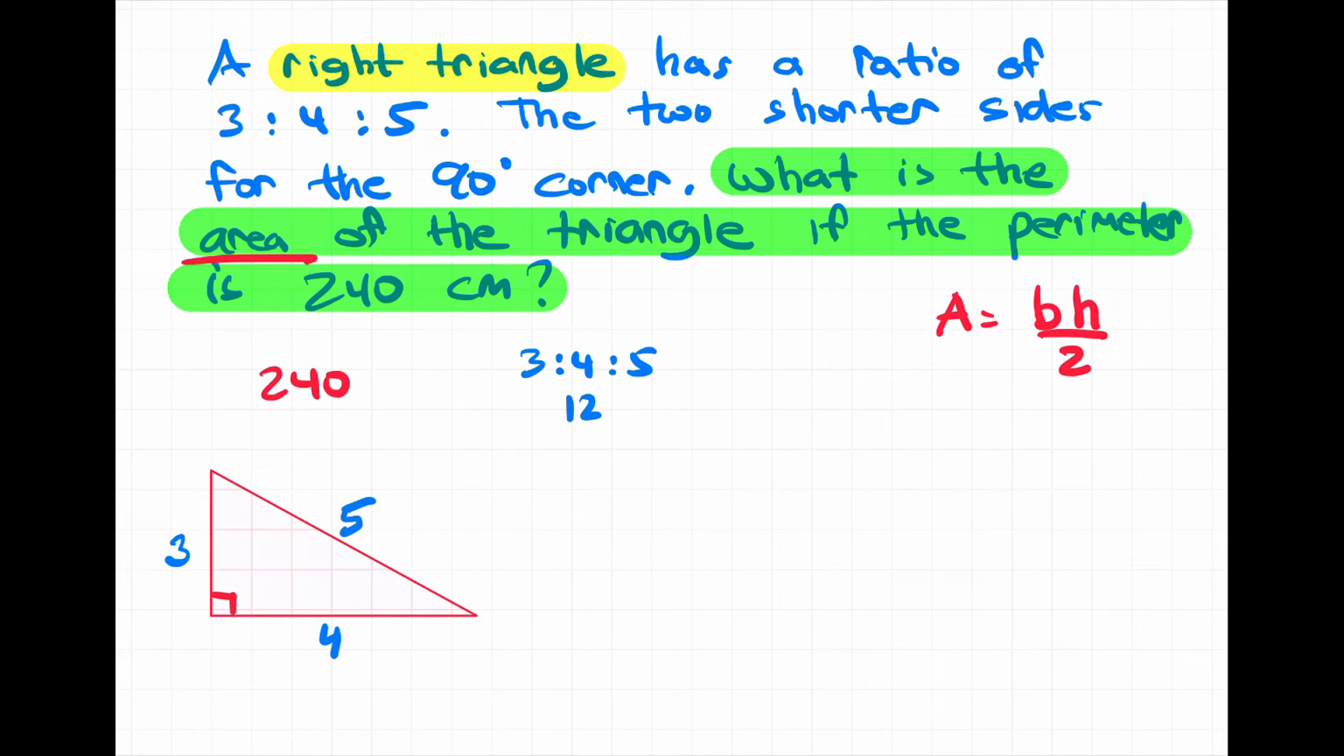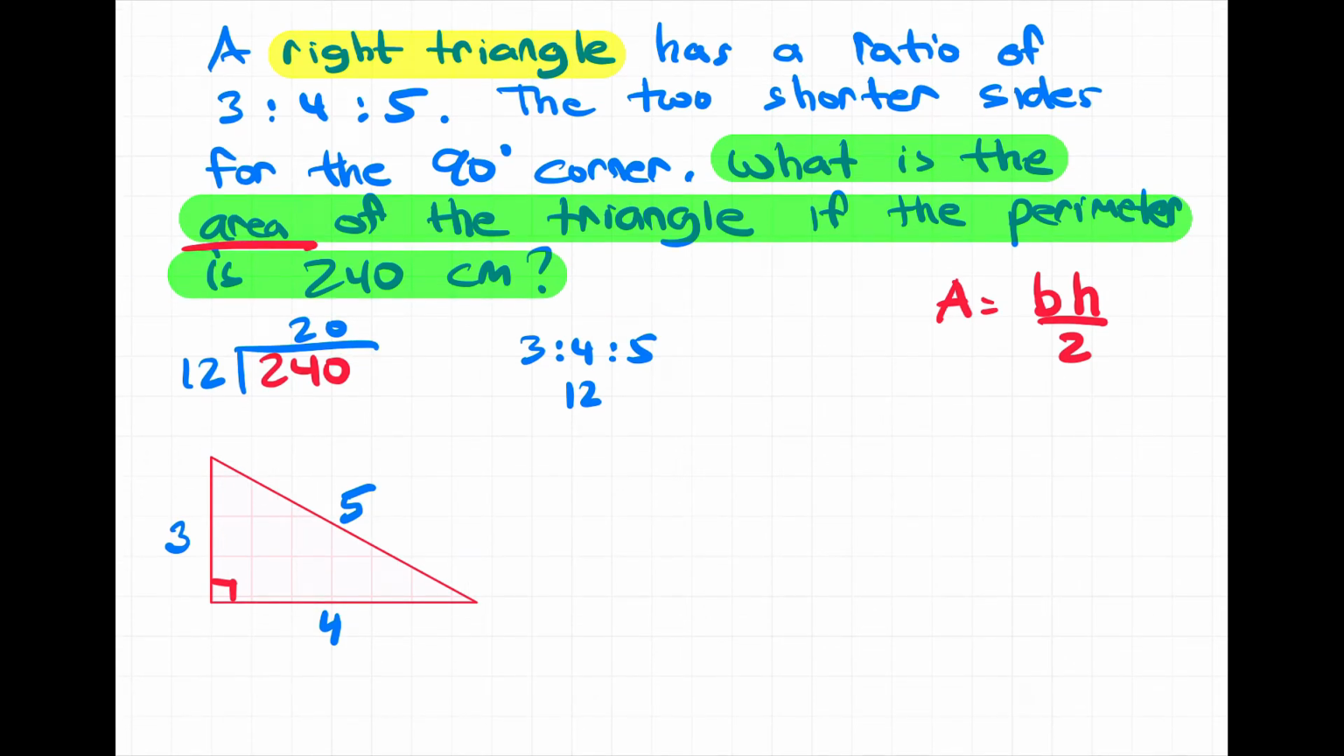So if I divide that 12 into the 240, we're going to get 20, which means we're going to multiply each of these numbers by 20, and we're going to end up with 3 times 20, which is 60, 4 times 20, which is 80, and 5 times 20, which is 100. So our three side lengths are 60, 80, and 100. So when we're figuring out area, which one is the base? Well, the base is down here, which is 80, and the height is right there, which is 60. So we will just take those numbers.